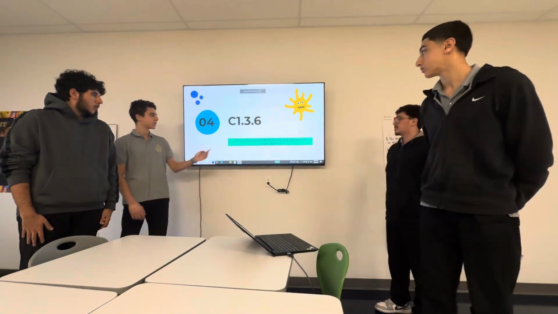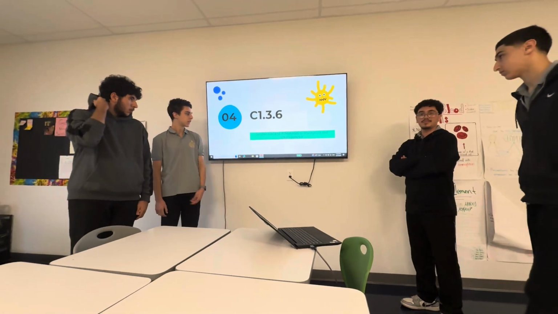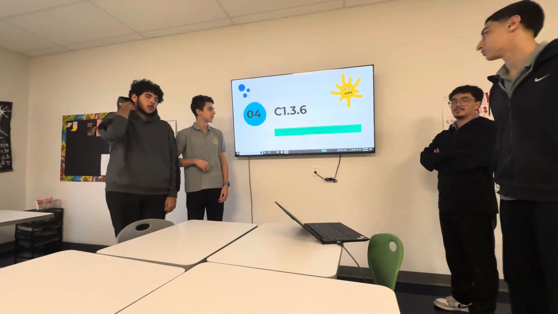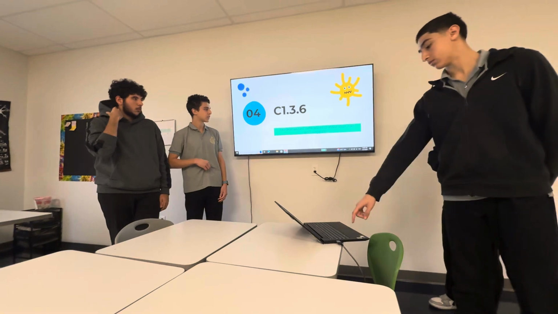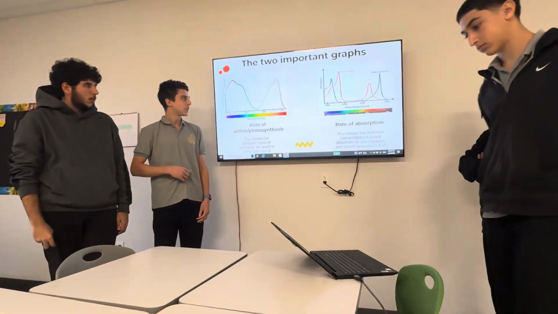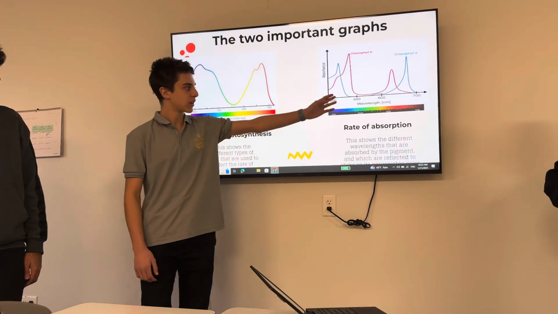Alright, now we're going to talk about C1.3.6, our last section. This is the similarities and differences of the absorption and action spectrum. Here you're going to see two different graphs.